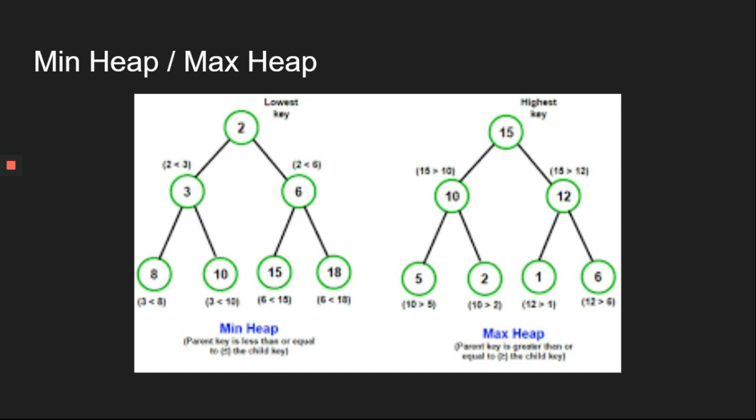In the diagram here, look at this tree on the left. You can observe a particular sequence. 2 is the root node, and it is the minimum value available. Then each node has greater value than its parent. So here we have a min heap.